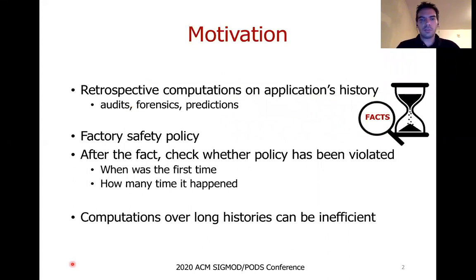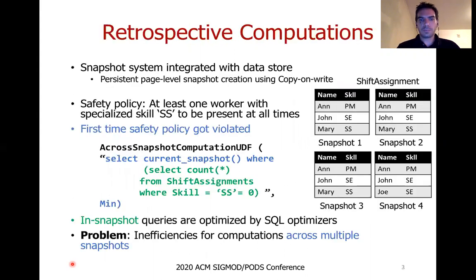Nowadays, retrospective computations on historical data are essential for tasks that involve audits, forensics, or predictions. In a typical example, a factory where employees have certain skills maintains some important safety policy. After some accidents, investigators want to check when the policy was first violated or how many times it has happened. A computation answering such questions can be inefficient, especially for very long histories. So this work focuses on how to make them more efficient.